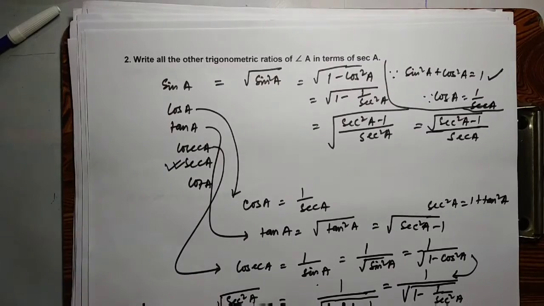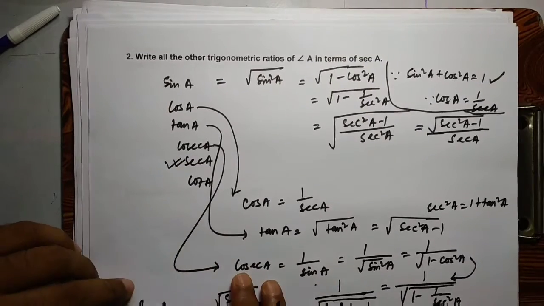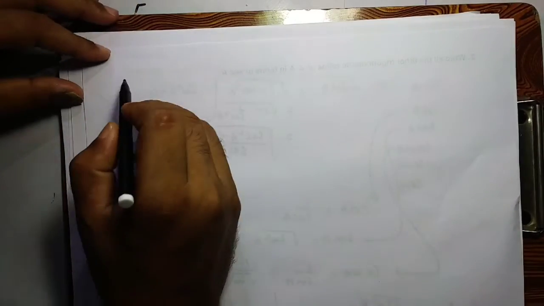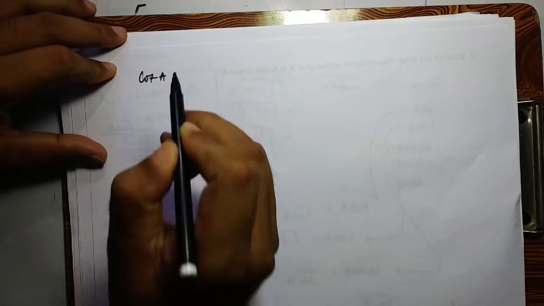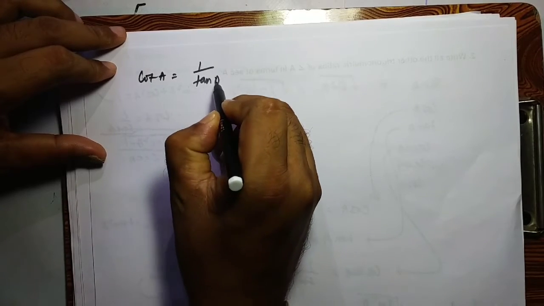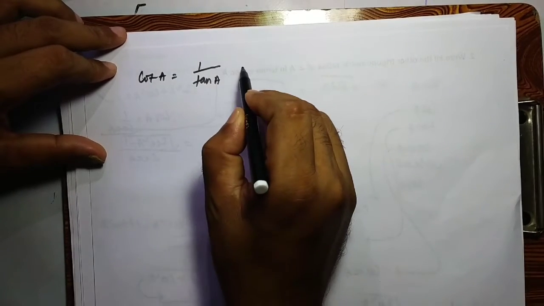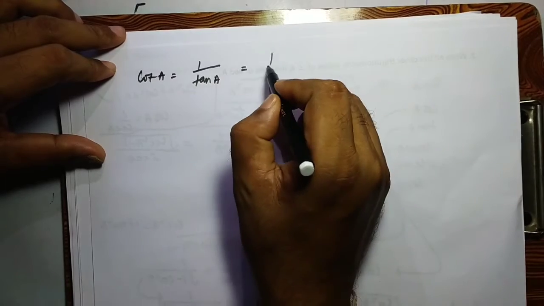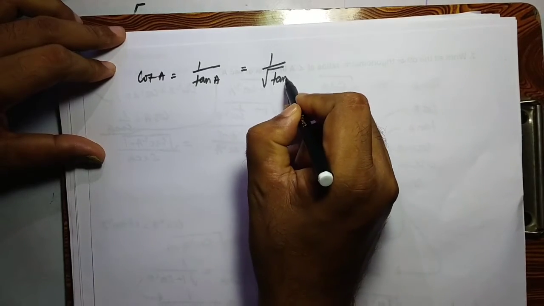Okay. Now they are saying cot A. And for cot A, we know cot A equals 1 upon tan A. You can write like this. And for tan A, we can write also root of tan square A.